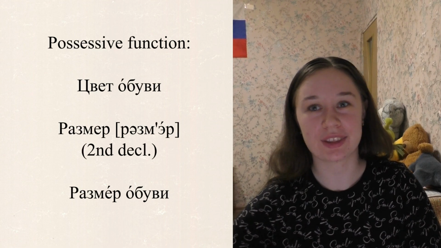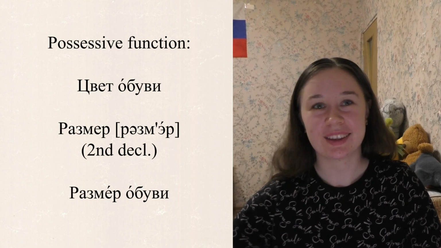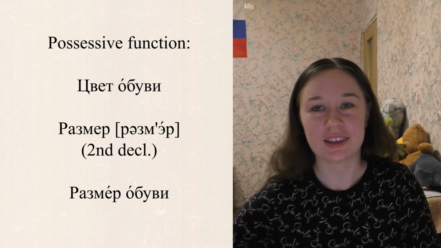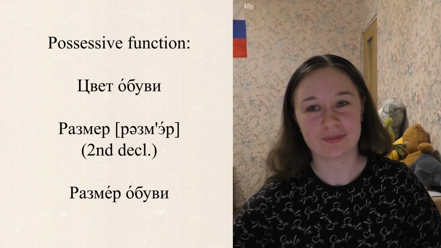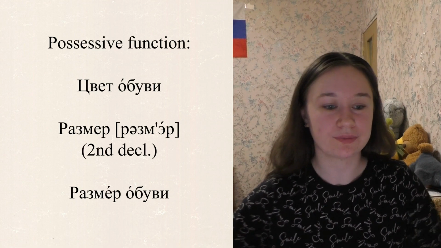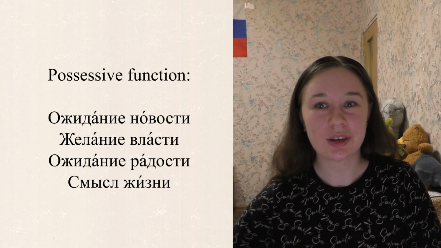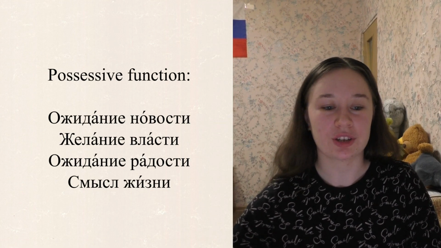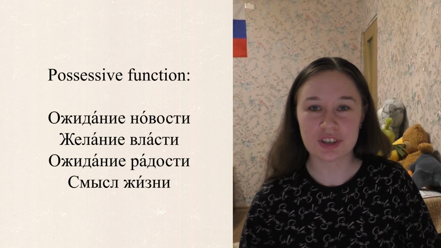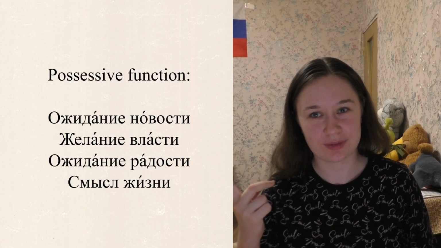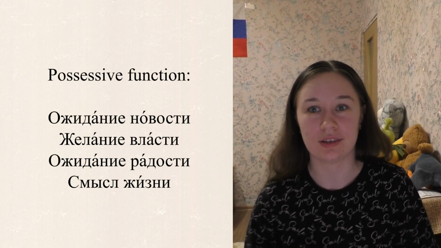A new word from the second declension about size. Размер. Размер обуви, the size of shoes. This phrase you can use in a shoe shop. Размер обуви. Цвет обуви. Size of shoes. Color of shoes. Ожидание новости. Waiting for news. But новость is singular, so ожидание новости means waiting for one news. In English, I can't say so, but I hope you understand what I wanted to say in Russian.